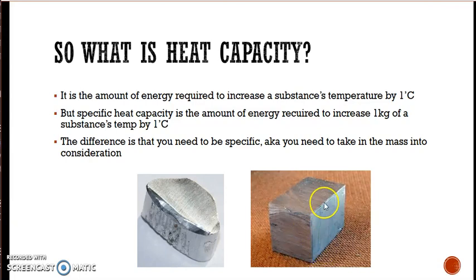But over here, there's the mass, and this is exactly 1 kg, and we know that it needs this much energy to increase by 1 degree. That's what it means by specific heat capacity.